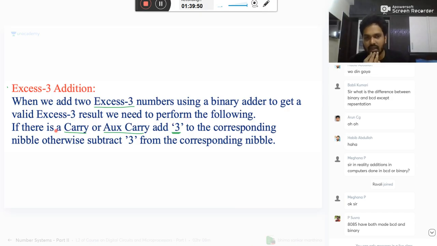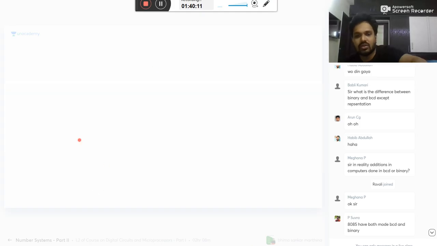If there is a carry or auxiliary carry, add 3 to the corresponding nibble. Otherwise, subtract 3. This is very simple. See here, you have the numbers 23 and 49. One minute, let me write it. You want to add 23 to 49.